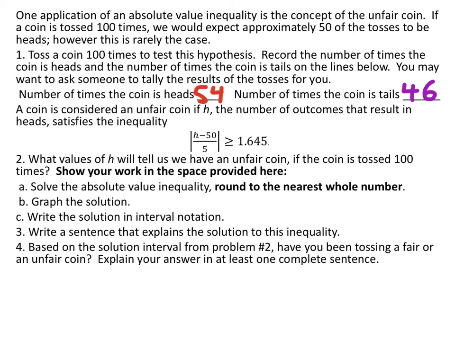But then it says, a coin is considered an unfair coin if H, the number of outcomes that results in heads, satisfies this inequality right here. So if this is a true inequality, it's an unfair coin. Be careful, because students in the past have interpreted this inequality as though it would give us fairness. But by the time we solve it, hopefully it will make sense that it is not.